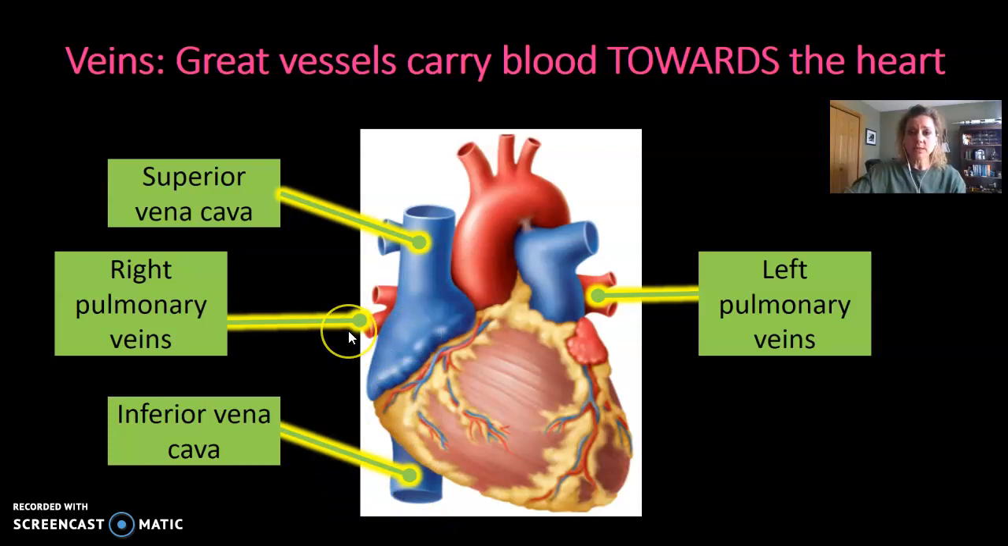We also have two sets of pulmonary veins. The right pulmonary veins carry oxygenated blood from the lungs back to the heart, while the left pulmonary veins are going to carry oxygenated blood from the lungs, namely the left lung, back toward the heart. And the pulmonary veins are going to dump that oxygenated blood into the left atrium of the heart. In this picture, we only see the auricle of the left atrium, but the actual chamber is found a little bit more posterior than what the picture is showing us here.